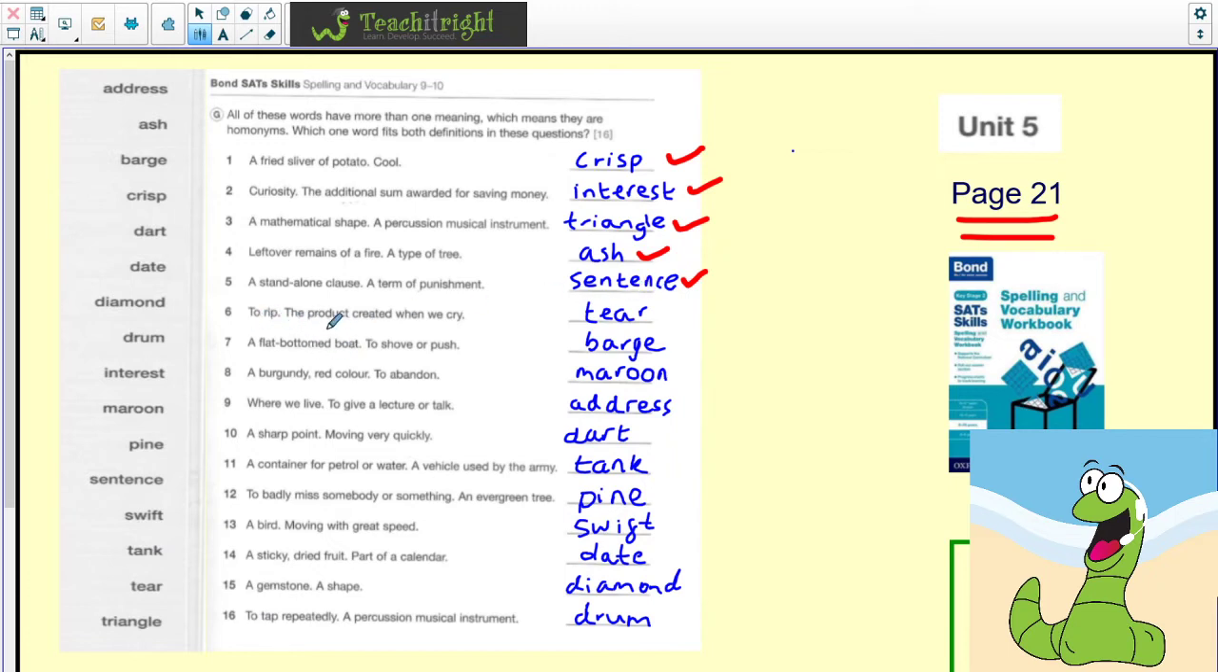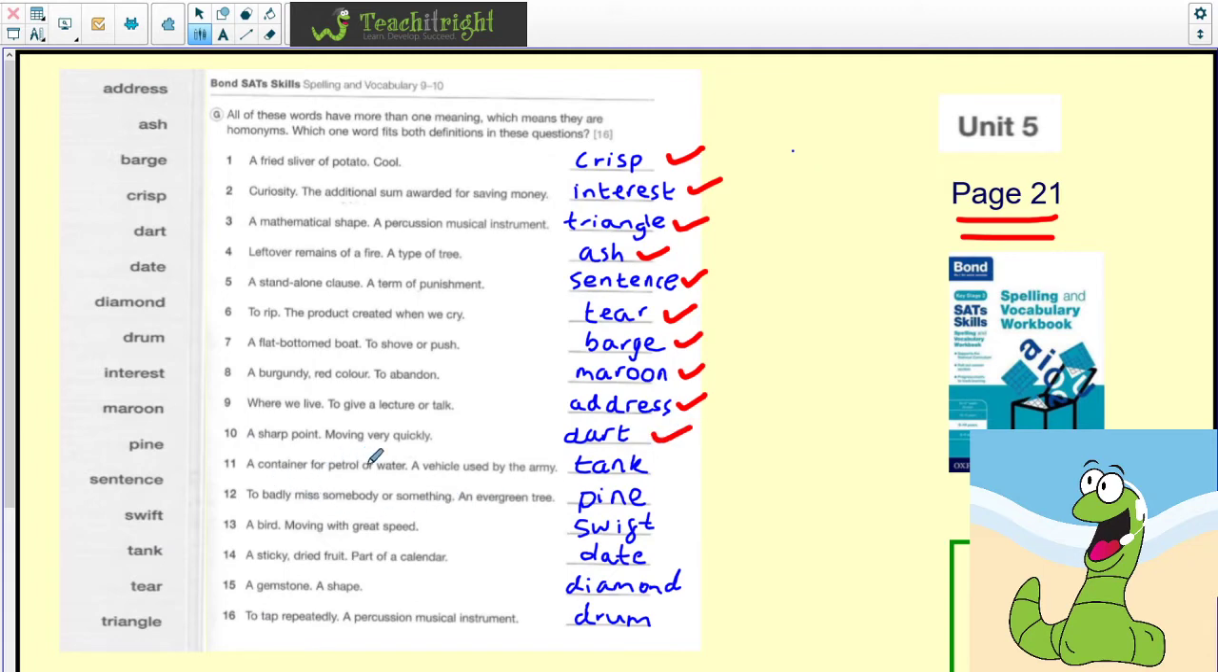To rip, to tear, and the product created when we cry, a tear. Flat bottom boat, a barge, and if you barge into someone, you obviously shove. A burgundy red colour, maroon, and if you're abandoned on an island, you're marooned. To abandon means to maroon. Where we live, an address, but to give a lecture or a talk, to address the public or talk. A sharp point, a dart, and to move really quickly if you dart between something.